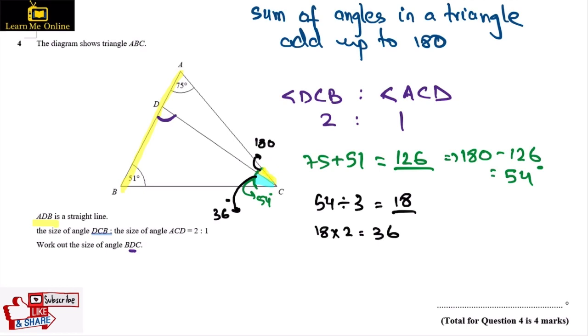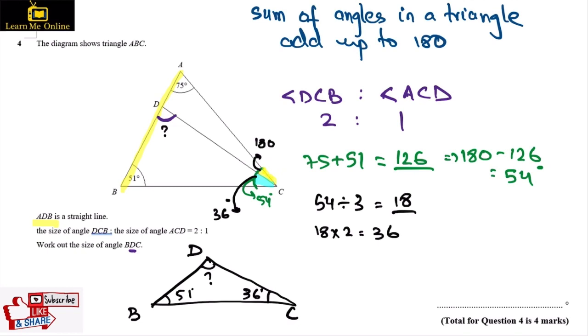Now we need to work out the size of the angle BDC. This is actually what we are finding out. So if I draw the bottom triangle here, this is the angle D, this is B, this is C. We found out that this is 36, this angle is 51, and we are finding out how much this angle is.